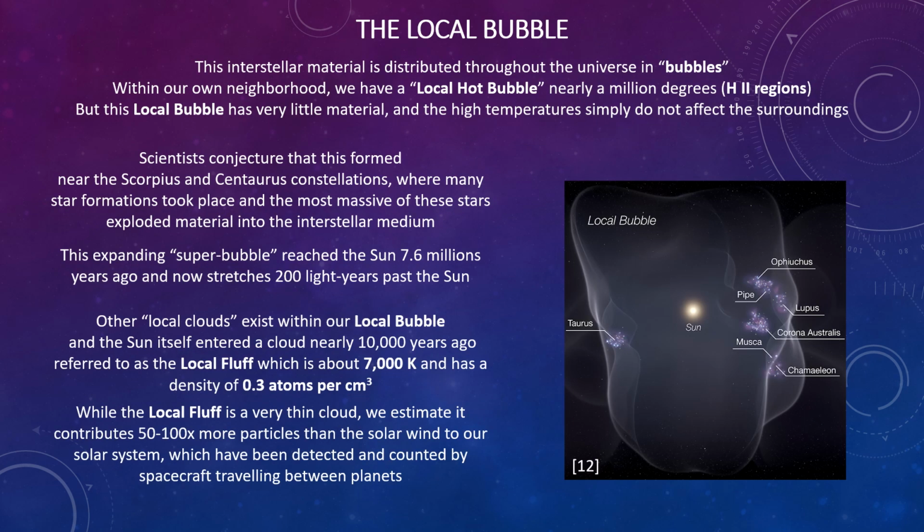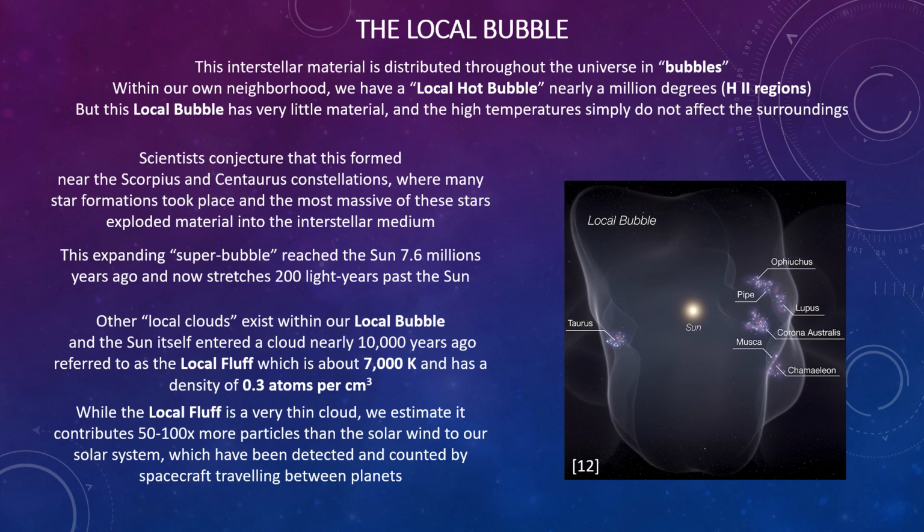Now let's talk about our own backyard, what we call our local bubble. Interstellar material is distributed throughout the universe in bubbles, these little gaseous regions that we've been talking about. And within our own stellar neighborhood, we have the local hot bubble, nearly 1 million degrees. This is an H2 region. But this local bubble has very little material, and so this high temperature is really not affecting its surroundings. This is really more of a statistical temperature than something that you really experience.